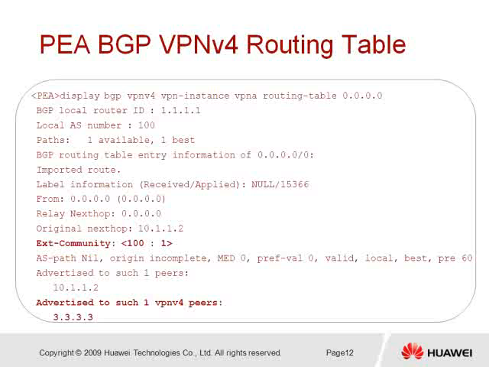We can also see some detailed information of the default route. The local BGP router ID is 1.1.1.1. Local AS number is 100. The ext-community attribute is 10021. The route is advertised to CEA, IP address 10.1.1.2, and advertised to its VPNv4 peer PEB, IP address 3.3.3.3. So PEA distributes the VPNv4 default route, carrying the RT attribute, to PEB through MP-BGP.